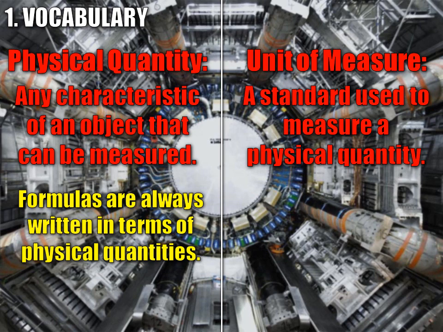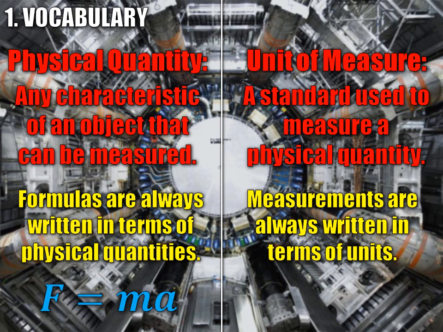Formulas in physics are always written in terms of physical quantities. If you see the formula F equals ma, these symbols do not represent units. They represent physical quantities. In this formula, F represents force, m represents mass, and a represents acceleration. These are physical quantities. These are characteristics that can be measured.